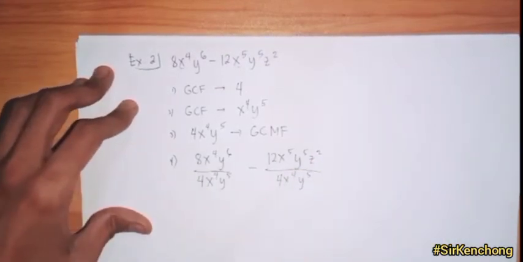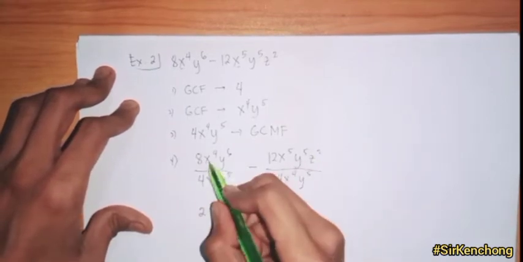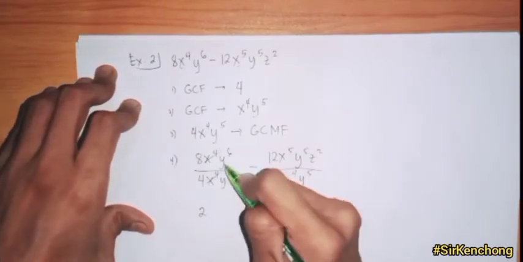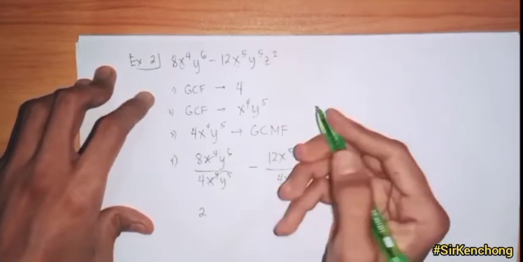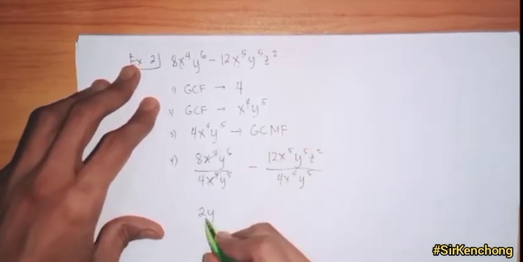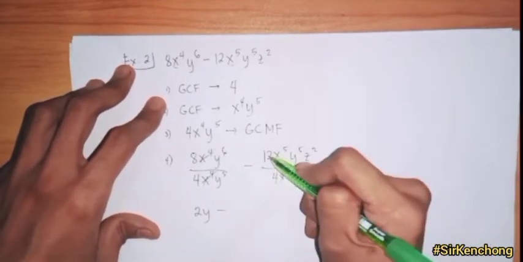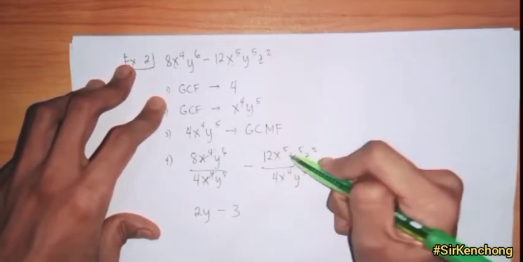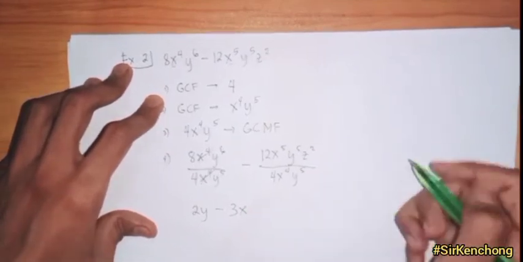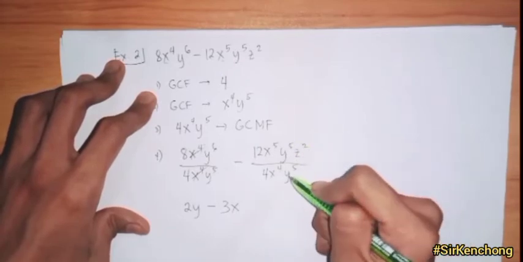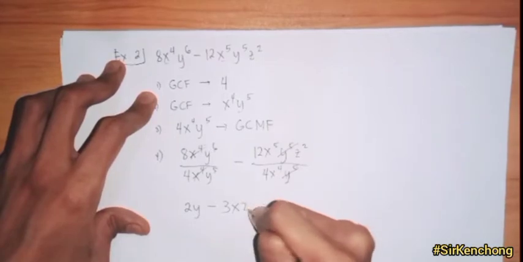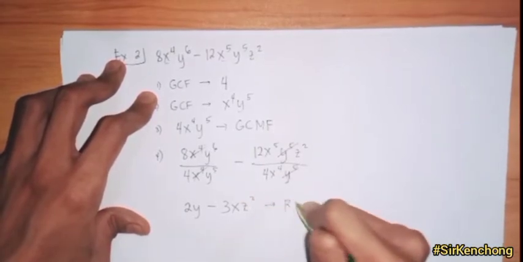Ayan. 8 divided by 4. That's 2. X to the 4th divided by x to the 4th. Cancelled na. Y to the 6th power divided by y to the 5th power. So, subtract lang natin. 6 minus 5. So 1 na lang. Y to the first power. Minus 12 divided by 4, that's 3. X to the 5th power divided by x to the 4th power, isang x na lang din. Y to the 5th power divided by y to the 5th power, cancelled. Z squared, dun pa rin siya. And this is our remaining factor.